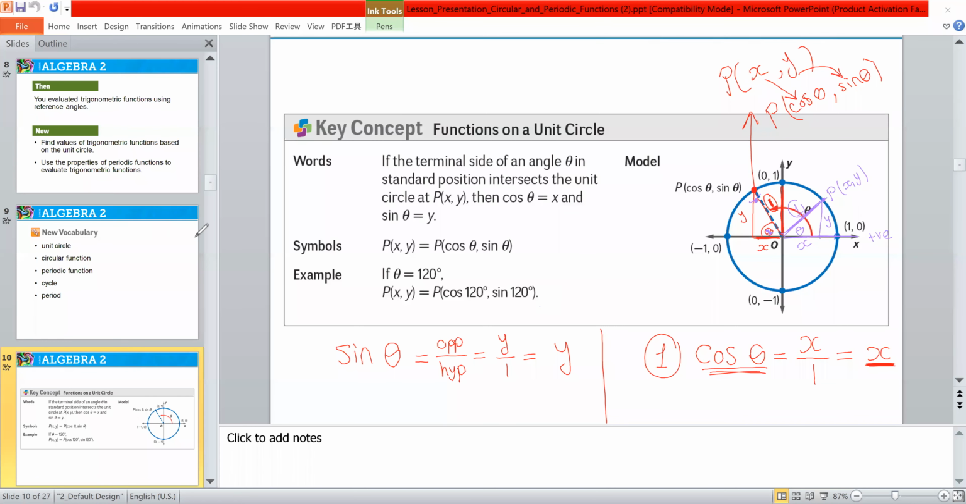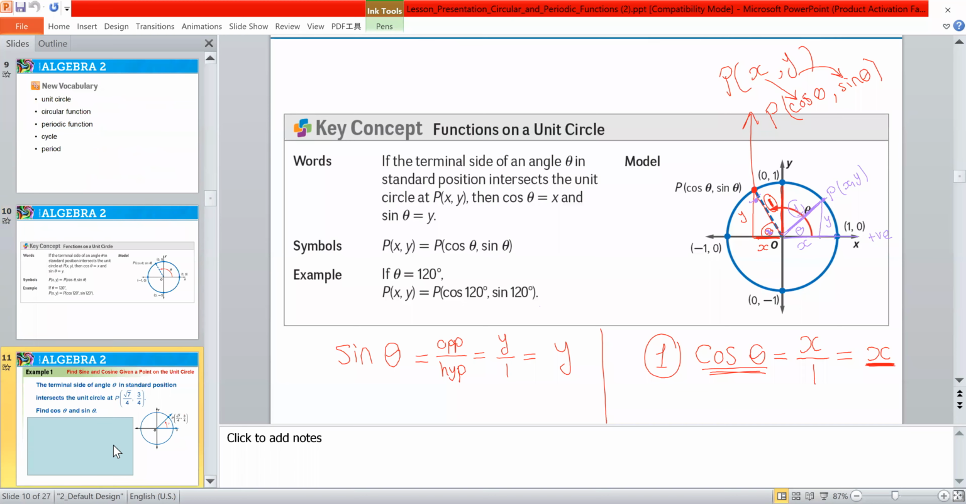So from the beginning, we start with the first idea, which is the unit circle. We deduce from the unit circle that if we have a point represented by x and y, this point can also be represented by cosine theta and sine theta, where cosine is equal to x and y is equal to sine. Let's go to the first example.